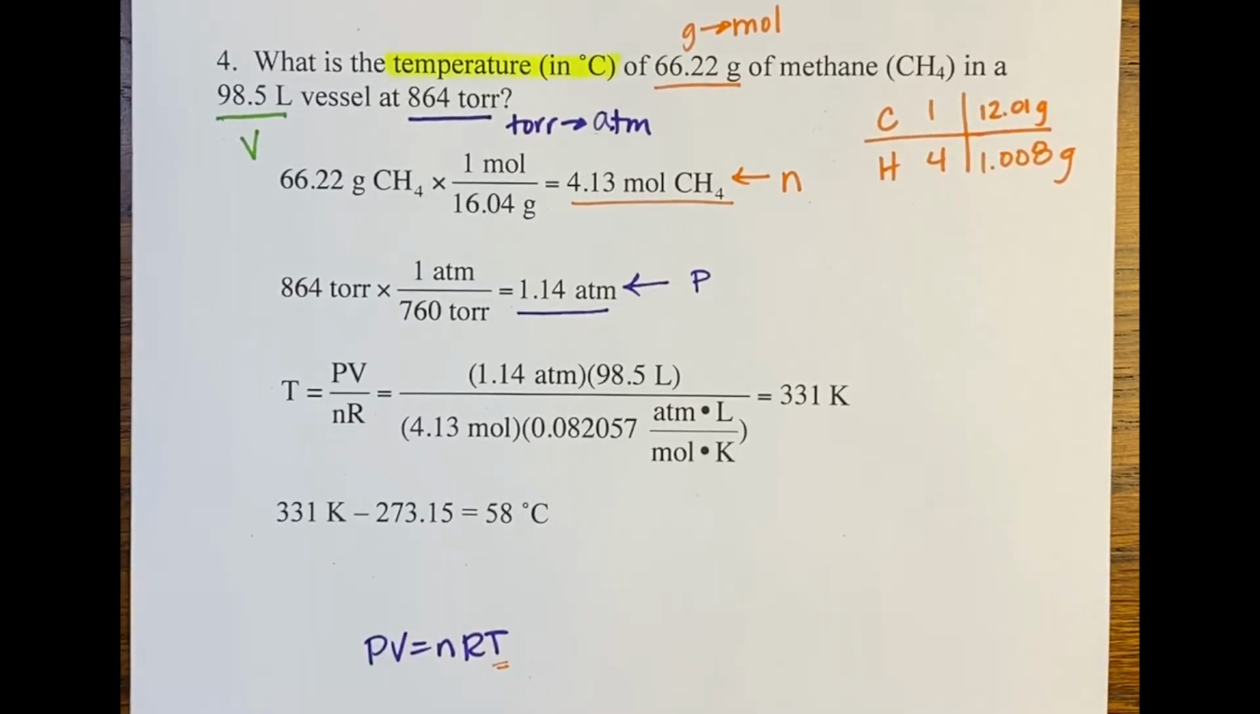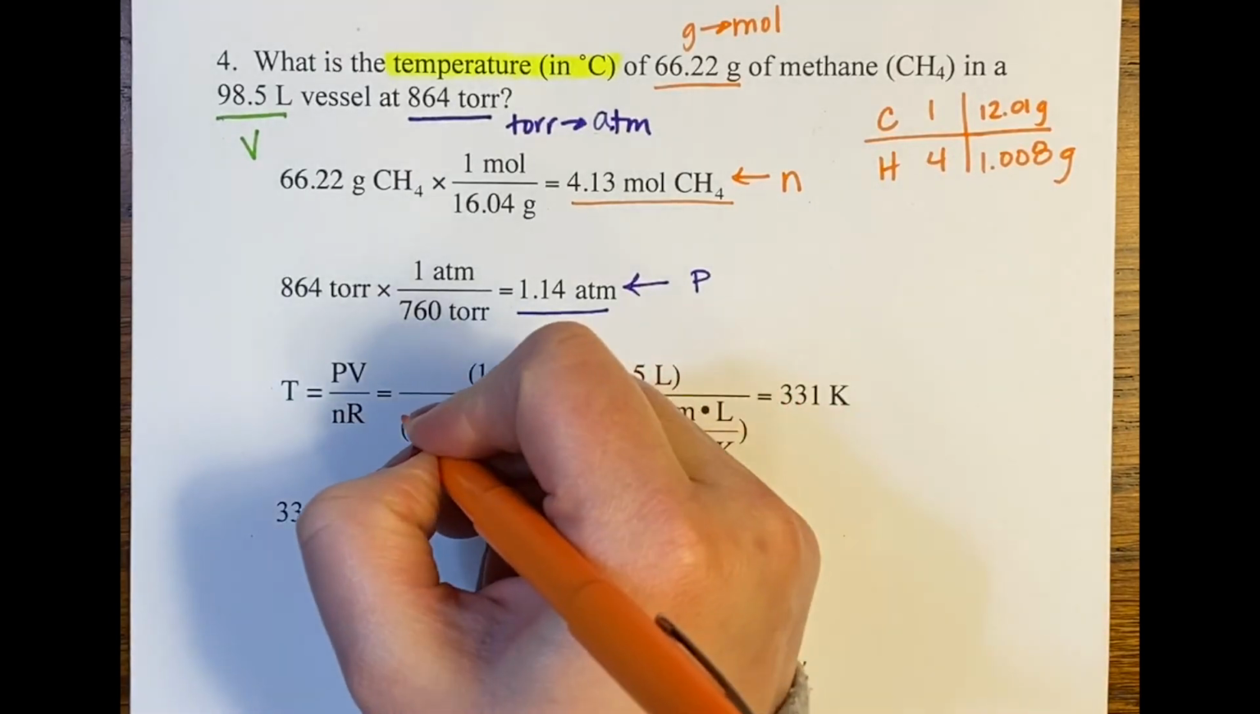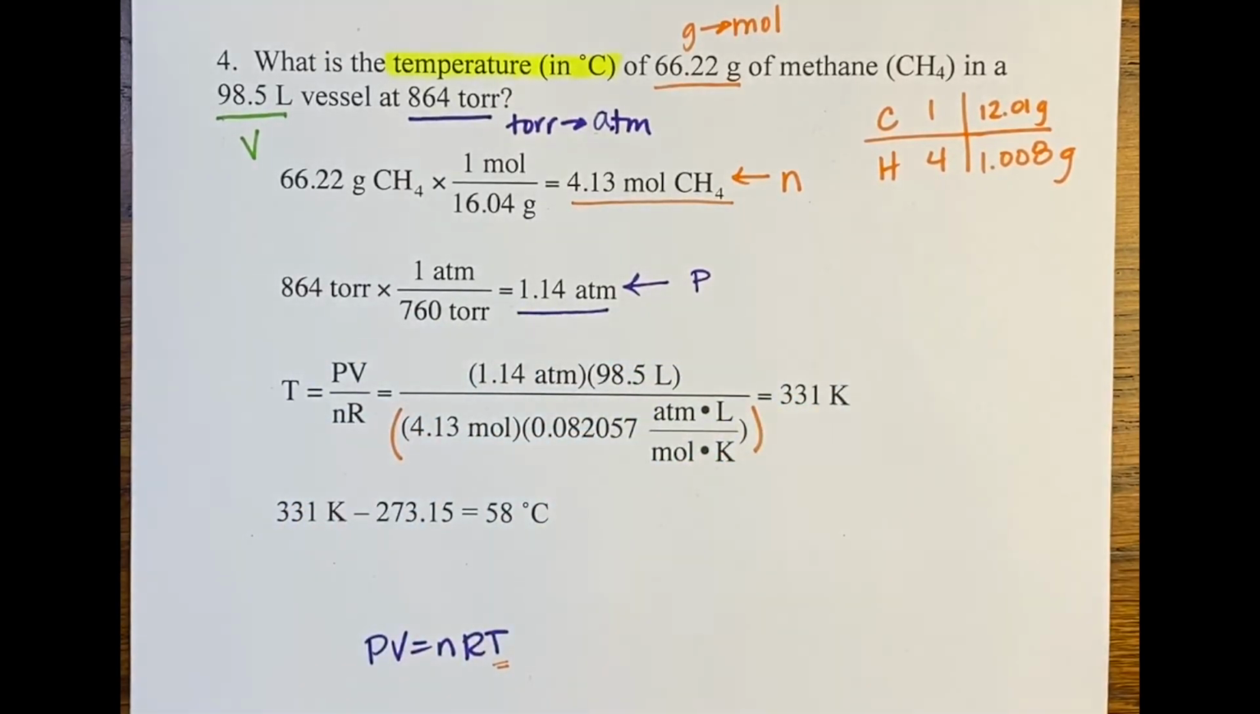When I solve this for temperature, that means I'm going to move nR to the other side of this equation, and that will mean that my equation becomes temperature is equal to pressure times volume over moles times R. So that as I plug in what I know to that equation, my pressure was 1.14 atmospheres, my volume was 98.5 liters, moles was 4.13, and R is a constant, 0.082057. So that as I plug all of this information into the equation and solve, make sure when you put this into your calculator, make sure you use parentheses for that denominator so that you end up dividing by moles times R. And when you do that, you should get 331 Kelvin.